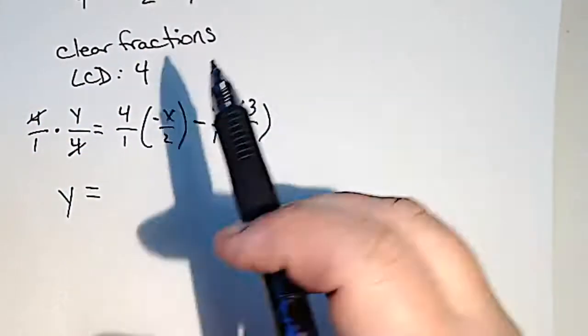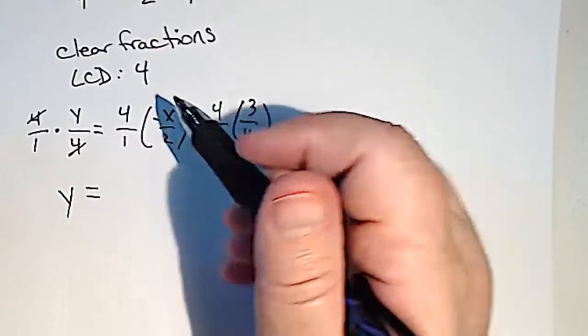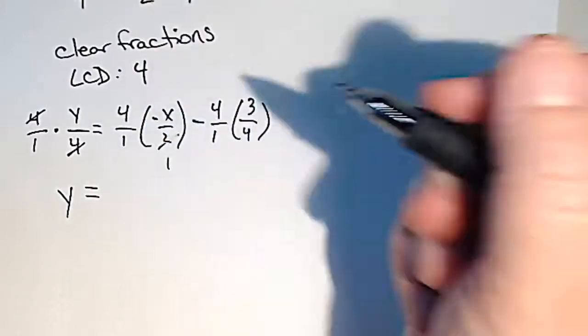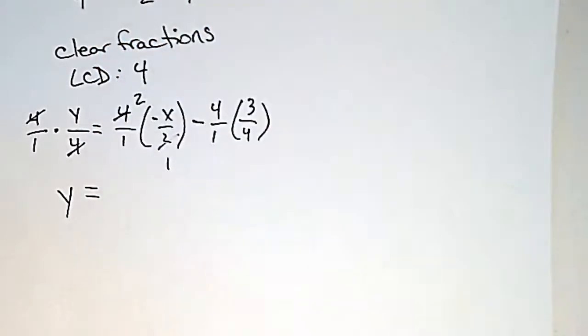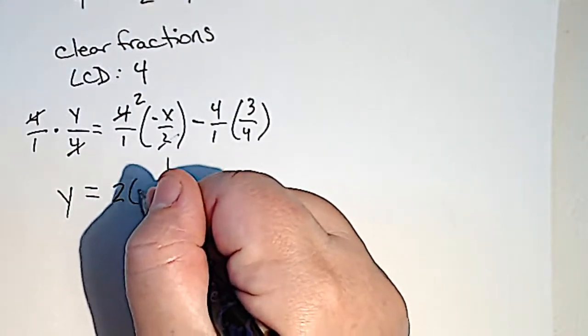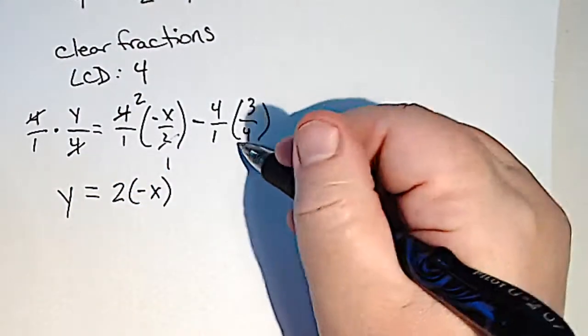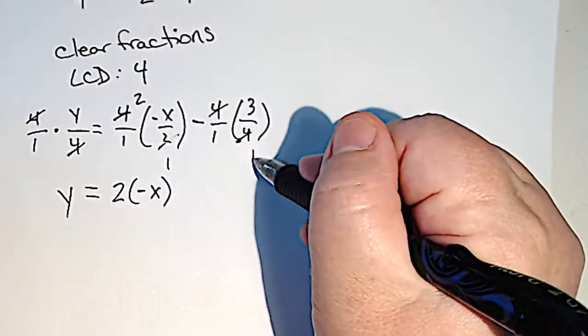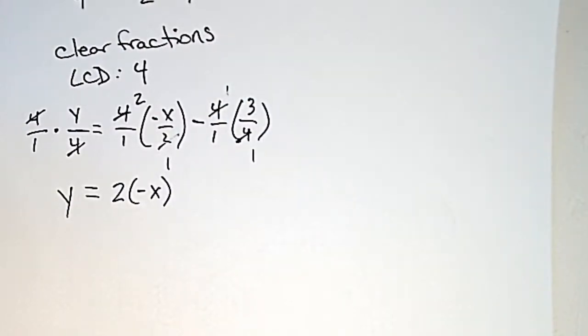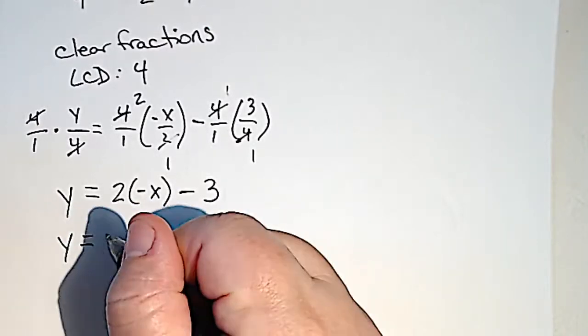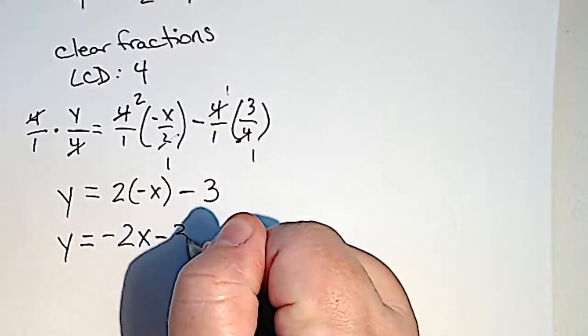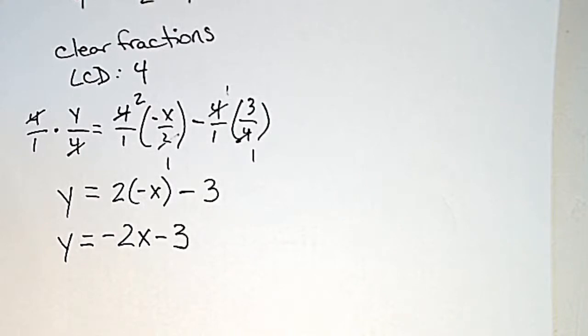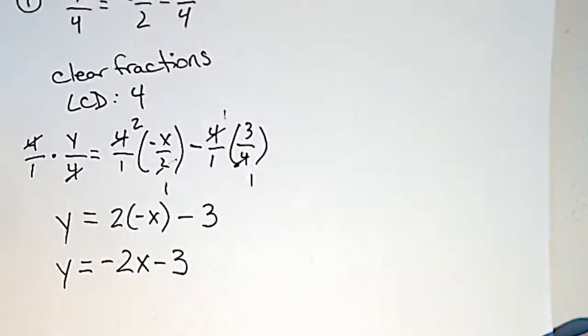And then here, this guy is not going to cancel completely. This is a 2, so that cancels, but it cancels with the 4 and leaves a 2. So I've got 2 times the opposite of x. And then here, the 4s cancel completely like that. And I'm left with minus 3. So I think I get y equals negative 2x minus 3. That's the first one.